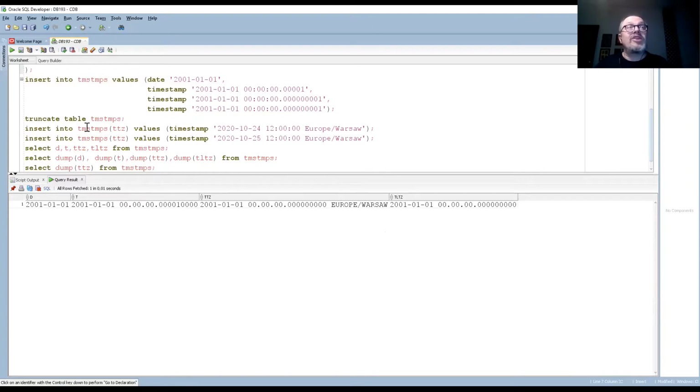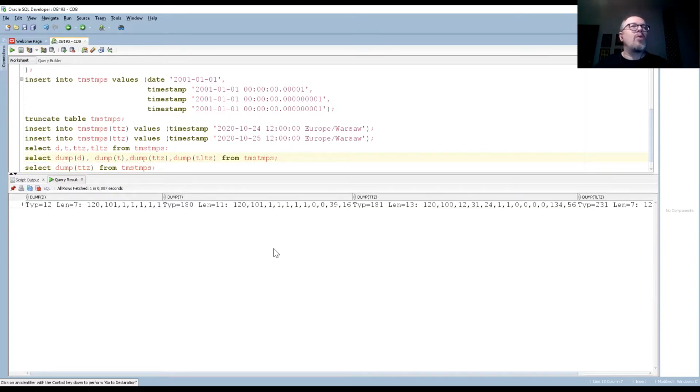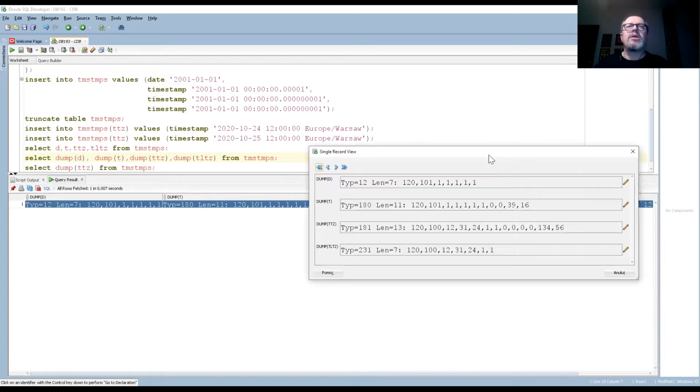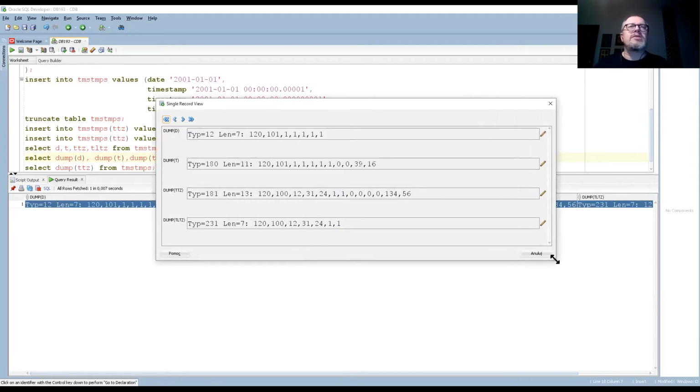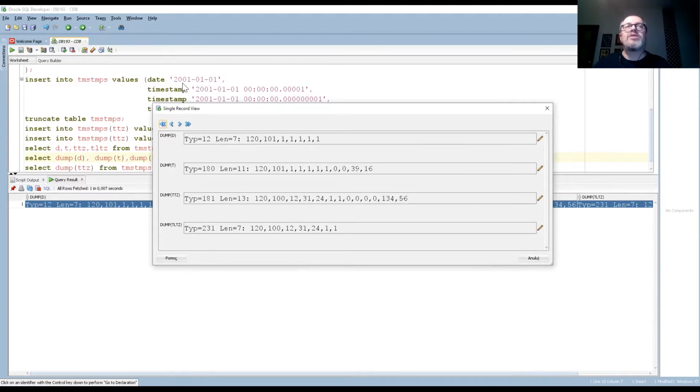So let's look at this internal format. I have used the dump function, which shows us the values of particular bytes that are used to represent a given value on disk when it is stored in a table. Okay, so let's run this statement. Now, to make it easier to read, this is this value in a single record format so that we can see all values easily on the screen. The date is 7 bytes. Always 7 bytes. And these 7 bytes represent this 1st January of 2001 in the following way.